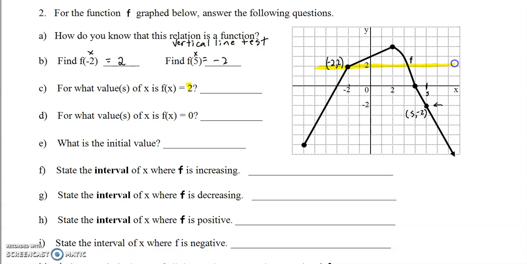The way I was describing it to you guys was to say, think of it as a roller coaster. When is the height of this roller coaster, when is the y value going to be equal to 2? So there are two spots where this is going to occur.